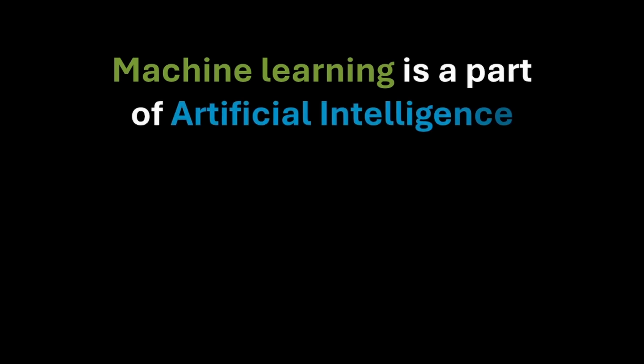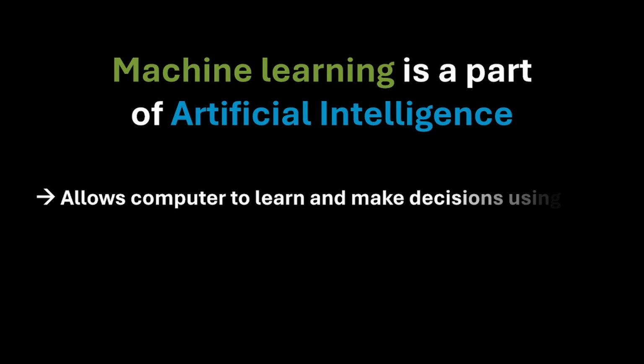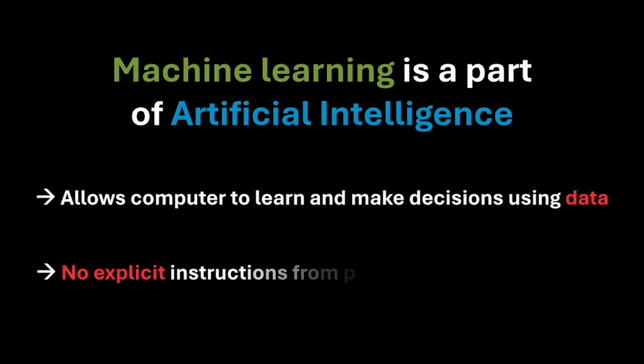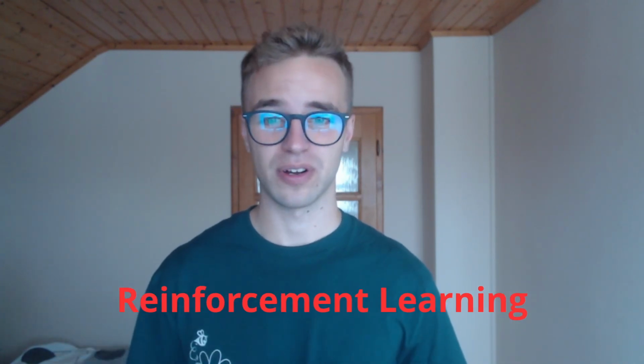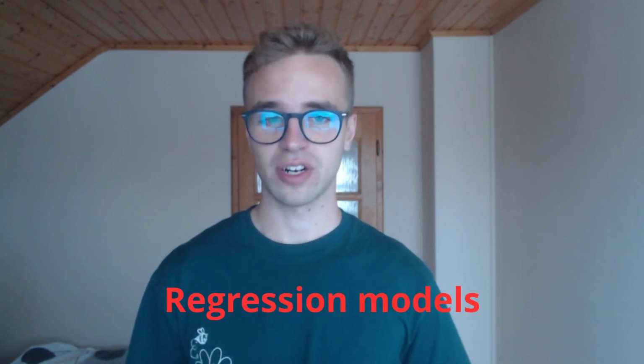The first episode will be about supervised learning. Machine learning is a part of artificial intelligence that focuses on creating algorithms that allow computers to learn and make decisions using data, instead of following explicit instructions from programmers. There are three main types of machine learning: supervised learning, unsupervised learning, and reinforcement learning. Today we will take a closer look at the supervised learning algorithms, focusing specifically on regression models.